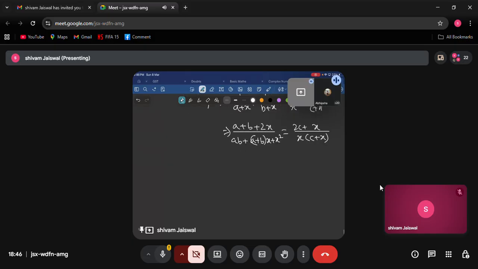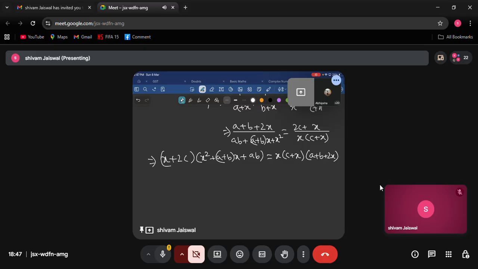Okay, let us cross multiply. What are we getting? We'll get x plus 2c into x square plus a plus b whole x plus ab. This will be equal to x into c plus x into a plus b plus 2x. So this is what we are getting. Okay, can you people understand it is a cubic equation?